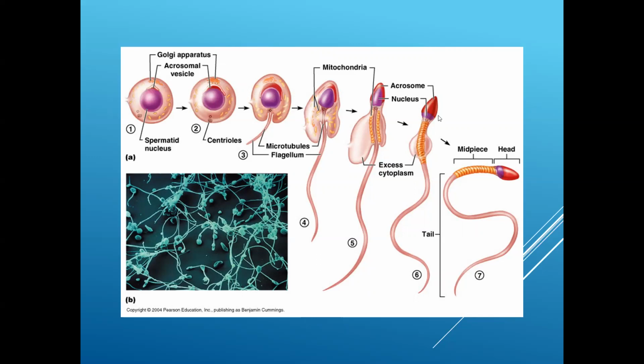Okay, and then we're going to take all our mitochondria and we're going to stick them here in our midpiece. And then we're growing from microtubules. We're going to grow this flagellum right here. And then we're going to get rid of this extra cytoplasm until all we are is a nucleus and an acrosome and a midpiece with mitochondria in it and a flagellum, and that's it. Okay, so we got rid of everything else because we don't need it.